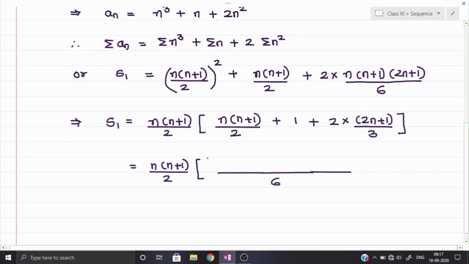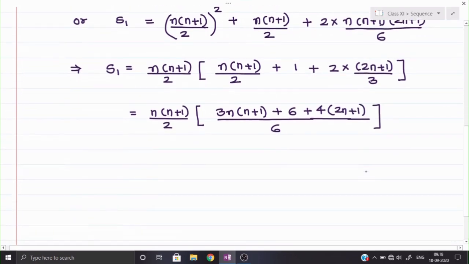So 6 is my LCM. First of all we shall divide 6 by 2, so remaining is 3. So 3 will multiply in the numerator. So 3n into (n plus 1), plus here directly 6 will come, plus here 3 to the 6 and 2 to the 4, so 4 into the bracket, it will remain 2n plus 1. Bracket close. Correct? Now we shall go further.